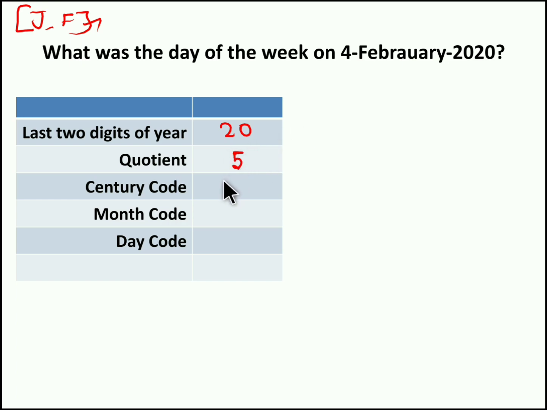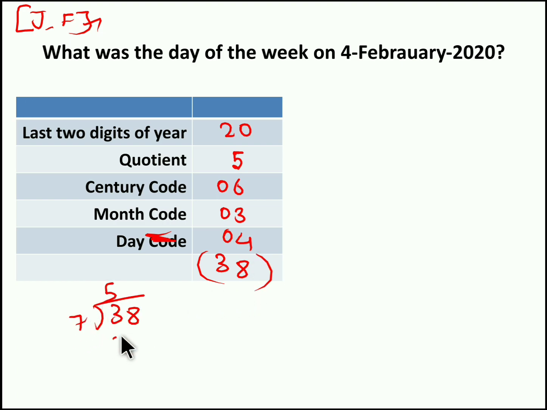The century code of 2020 is 6, from 2000 to 2019 it's 6. The month code of February is 3. And the day is 4. So when you sum it, you get 38. Now, you have to divide this 38 by 7, right? 7 into 5, 35. The remainder is 3. If the remainder is 3, we know the answer is Wednesday.